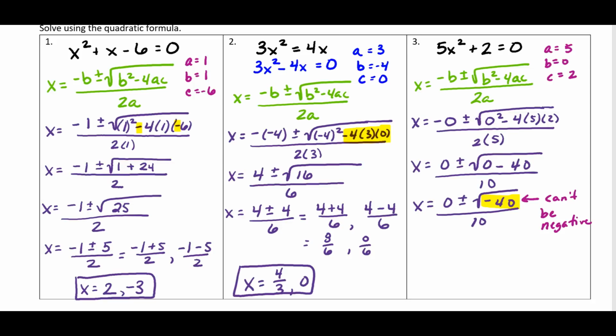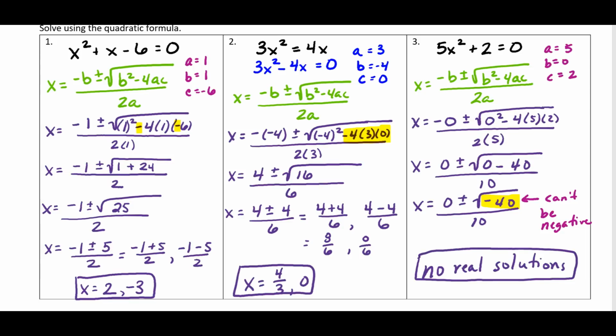So that's what we're going to put down as our solution. No real solutions. So remember, there is a solution, it's just not a real number. It would be a complex number. So that's why we have to write no real solutions.